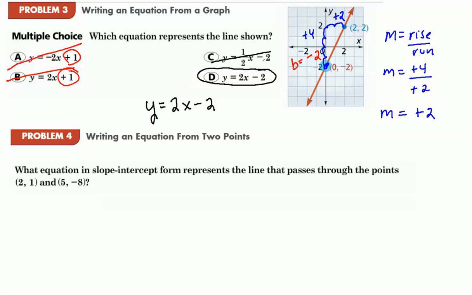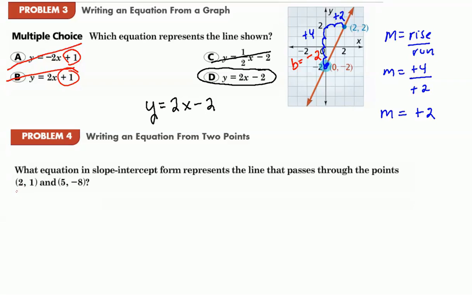This one takes a little bit more time. Write an equation from 2 points. What equation in slope-intercept form represents the line that passes through the points (2, 1) and (5, negative 8)? Okay, so now we're going to use our previous skills of finding the equation with 2 points. The first thing we need to do is label these points.